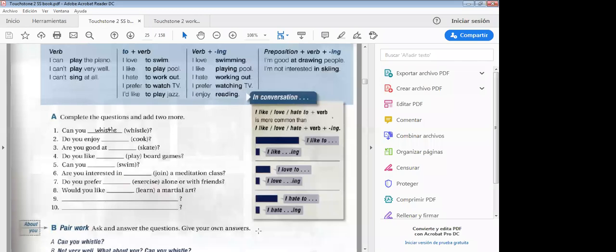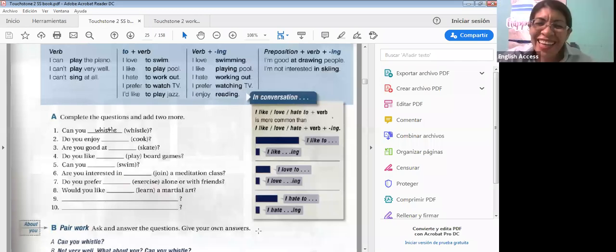No, no, no. Skating. Yes, remember what you said? This expression, good at. We have a preposition. Look at the grammar chart. Good at, and we need ing. Okay, now Mauricio, number 4.